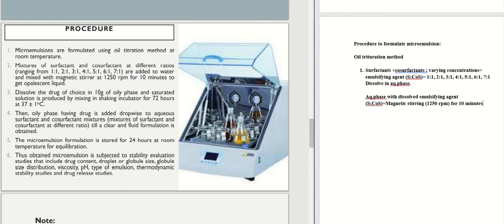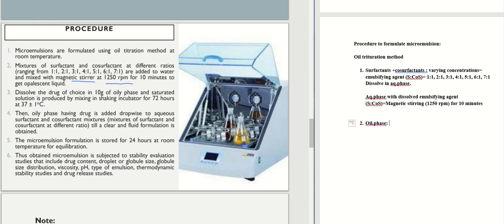Now dissolve the emulsifying agent in the aqueous phase, that is ultra pure water, and subject it to magnetic stirring by means of a magnetic stirrer. The speed at which the magnetic stirrer is to be maintained will be 1250 rotations per minute for at least 10 minutes till we get an opalescent liquid. Now we are done with the preparation of our aqueous phase, right? Next, we will be discussing the preparation of the oil phase.